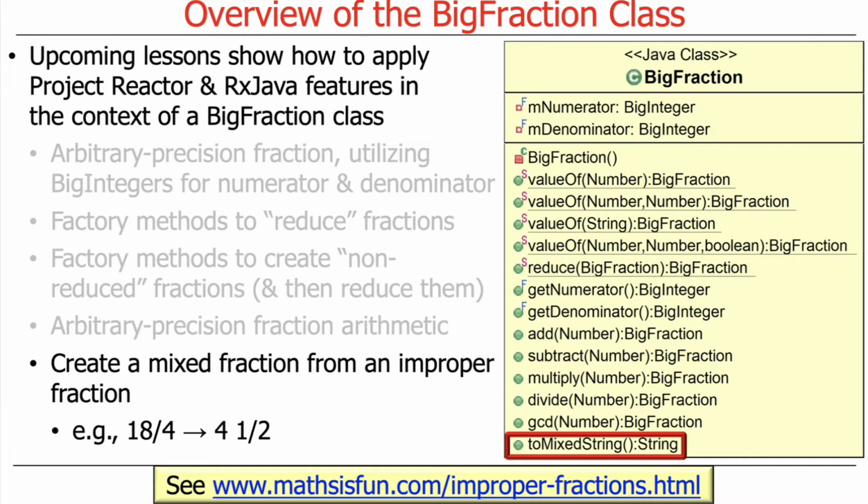And then you can also have methods to create a mixed fraction from a so-called improper fraction. So you can take an improper fraction like 18/4 and turn it into 4½.